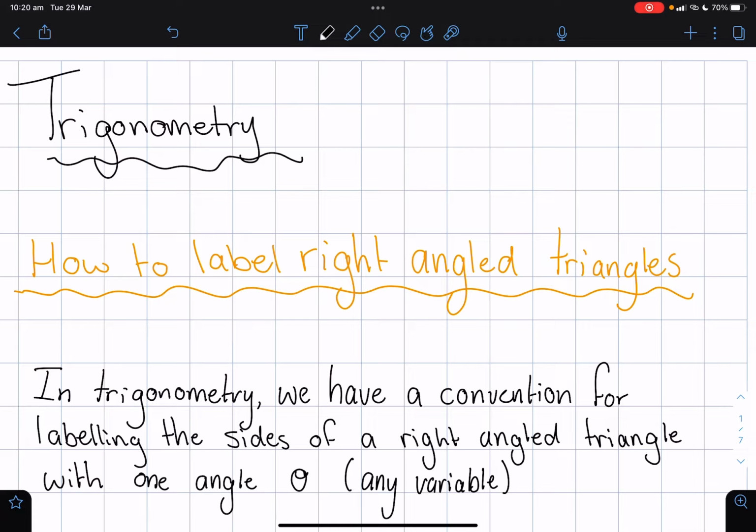So in trigonometry, we have a convention for labeling the sides of a right-angled triangle when we are given one angle theta. So this symbol here is theta, it's a Greek letter. We often in maths use Greek letters in terms of angles, but just know that it is any variable. It's just like an X, just like a Y, okay? It's just a placeholder for a value.